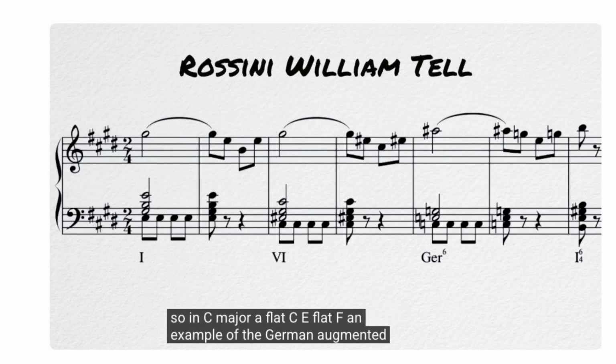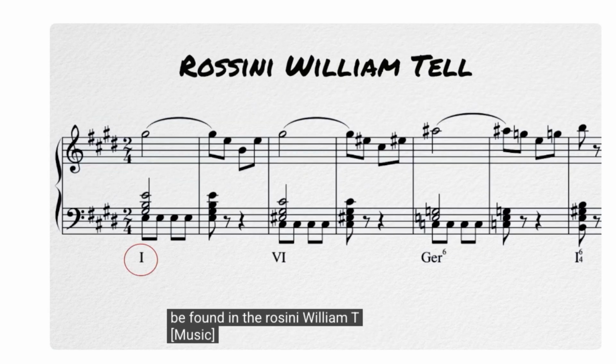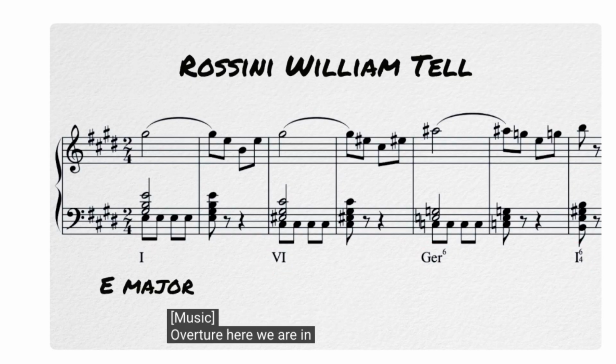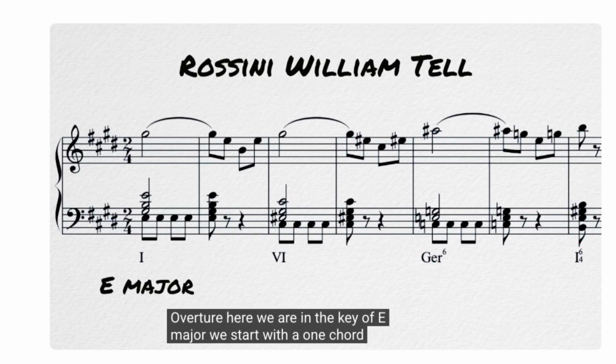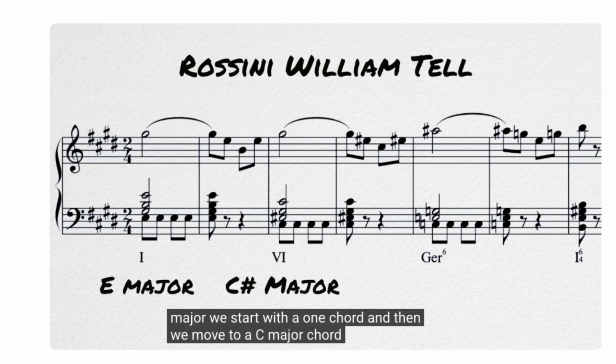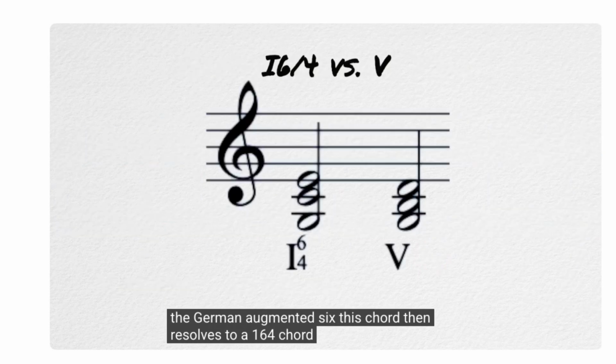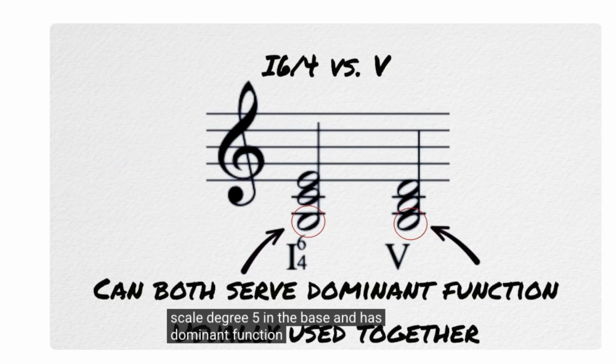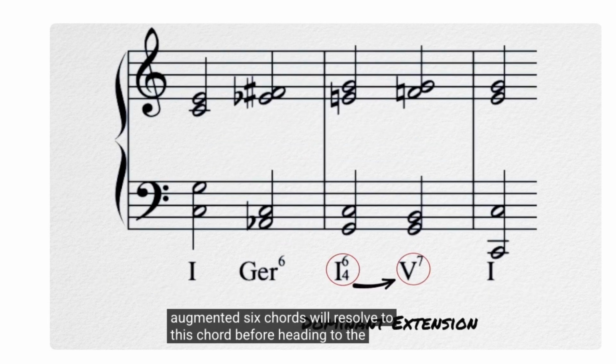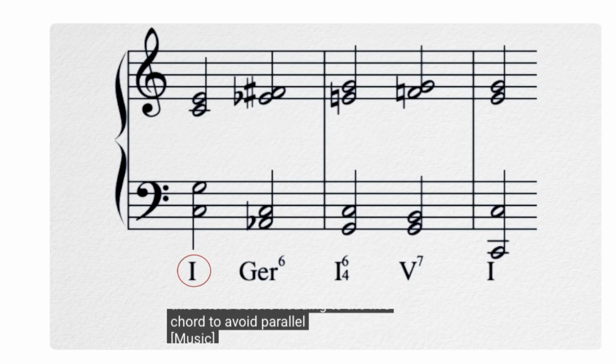An example of the German augmented sixth can be found in the Rossini William Tell Overture. Here we are in the key of E major. We start with a 1 chord, and then we move to a C sharp major chord, which is a chromatic mediant, and then we're hit with the German augmented sixth. This chord then resolves to a 1-6-4 chord. A 1-6-4 chord has scale degree 5 in the bass and has dominant function, and sometimes augmented sixth chords will resolve to this chord before heading to the 5 chord to avoid parallel fifths.